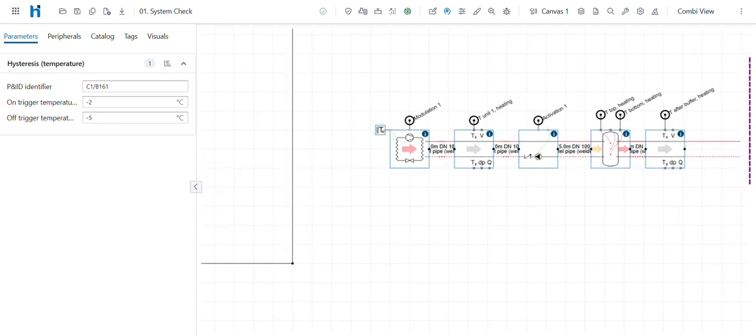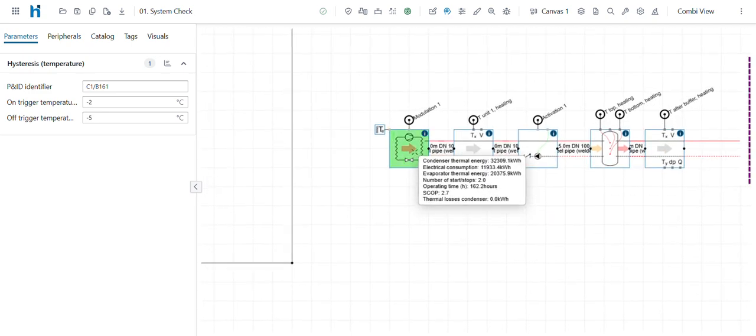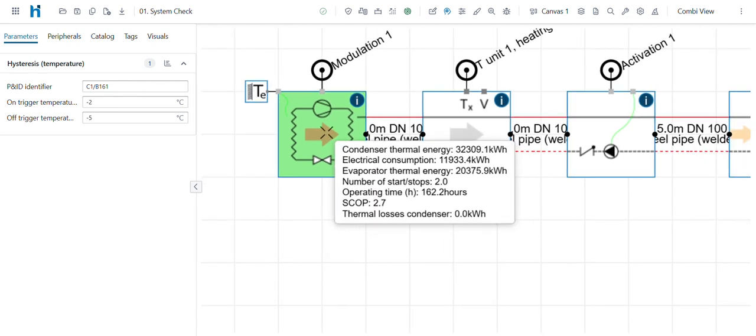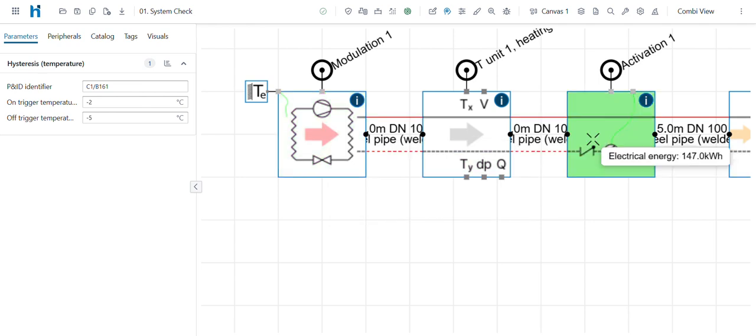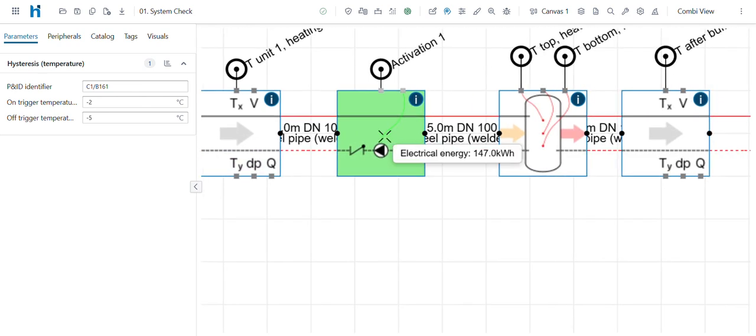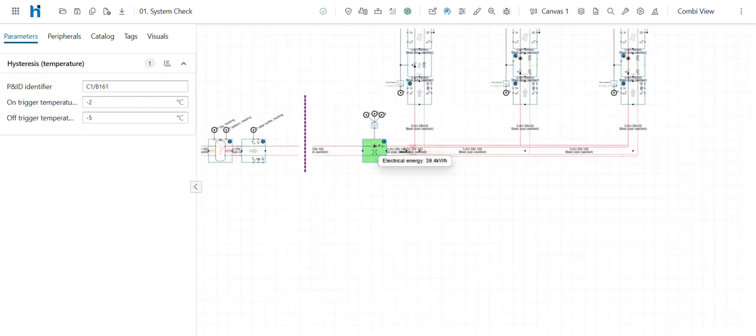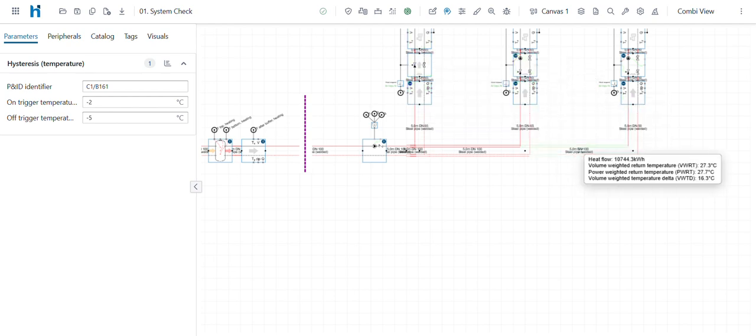We can also hover over most of the components to get the overall important information. So how much heat has been outputted by that unit, what was the operation time, how many start stops for a pump, what was its energy consumption, and we can hover over all of our components to read the energy flows.